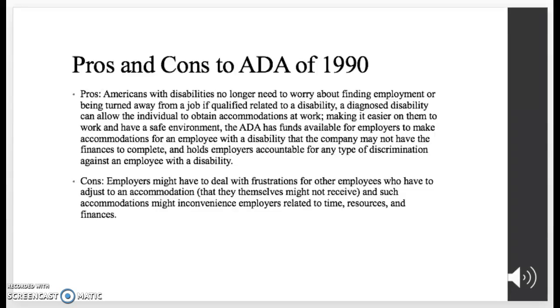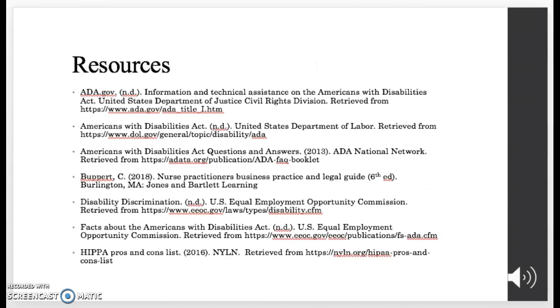Cons. Employers might have to deal with frustrations from other employees who have to adjust to such accommodations, and these accommodations might inconvenience employers related to time, resources, and finances.